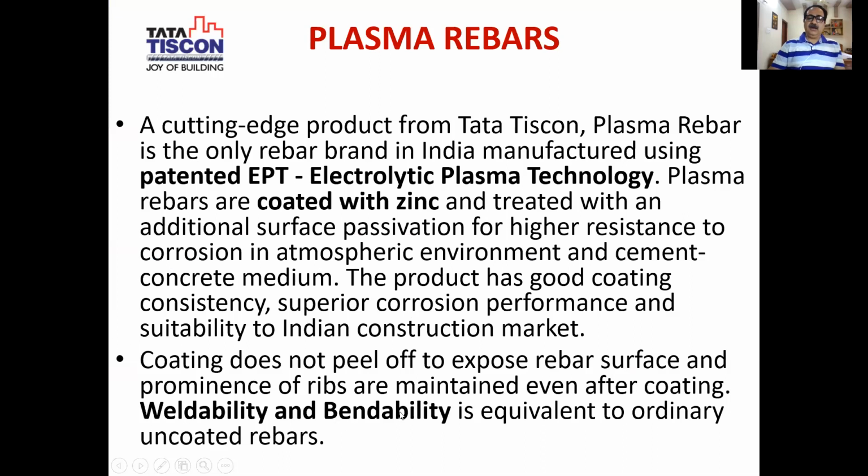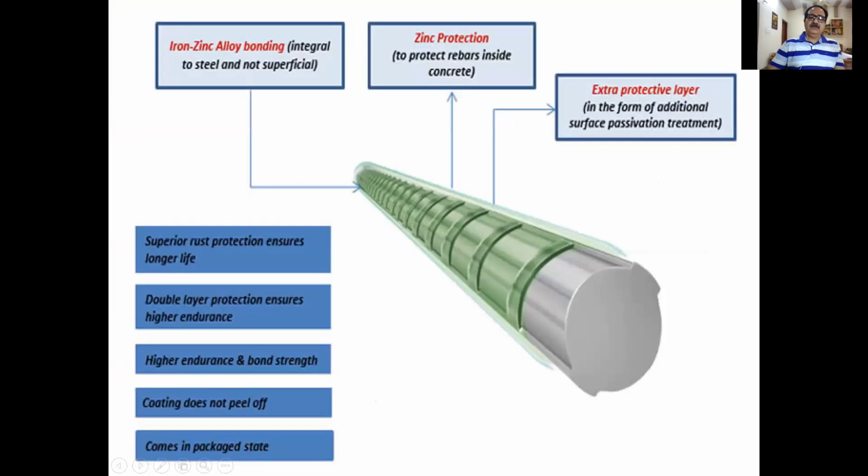So weldability and bendability, which are the two major requirements of an ideal steel bar, can be easily achieved with this particular technology also. So this is a pictorial view. This is the cross section of a steel bar, and we can see this green portion, which is the coating, which provides the zinc protection to protect the rebars inside the concrete.